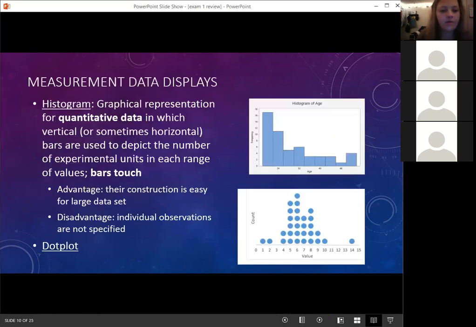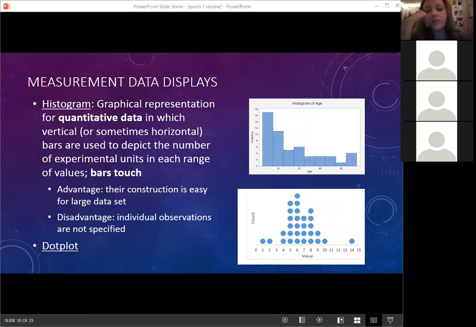All right, so we'll just go over briefly the different measurement data displays. Just keep in mind when we use these. When I say measurement, we're talking about the ones that we use with quantitative data. So we can use a histogram or a dot plot. Both of them are showing the frequency of each value on the x-axis, how many times it occurs, and then you're able to compare them to one another.